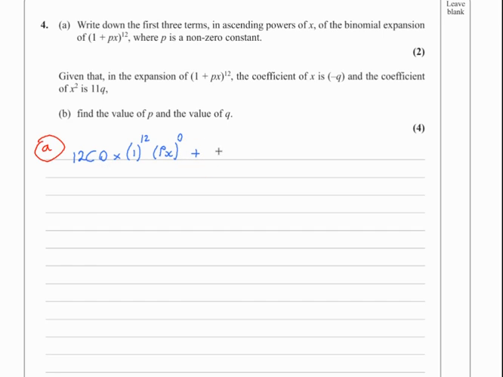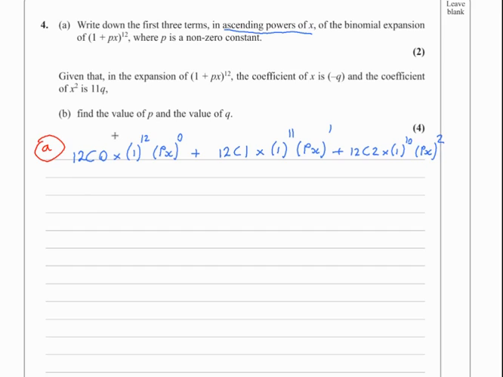The next term is going to be 12 choose 1 times 1 to the power of 11. So the power is going down for the 1 and the power for x is going up. Remember, the question says ascending powers of x. And then my next term is going to be 12 choose 2 multiplied by 1 to the power of 10 multiplied by (px) to the power of 2.